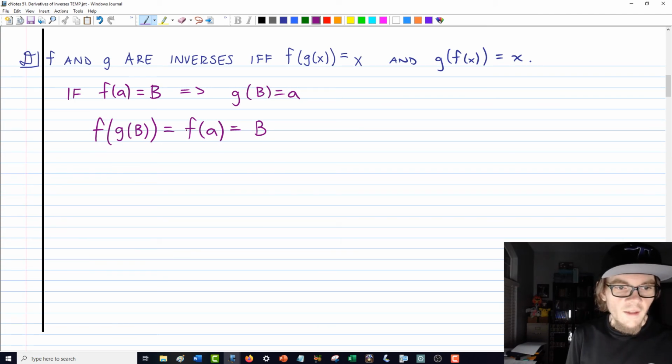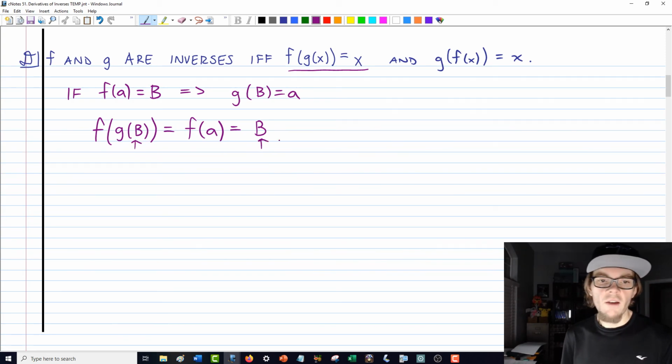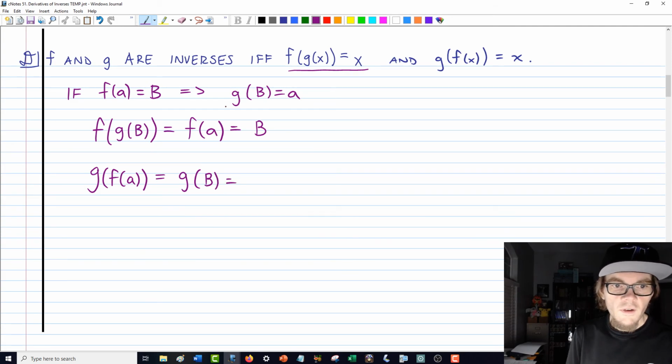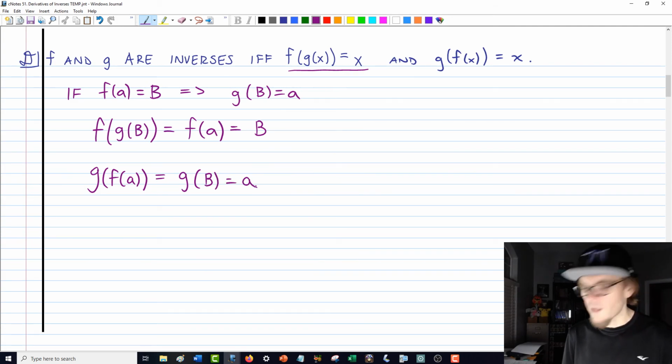And likewise, look at that. That's literally what we said here. f of g of x is equal to x. We started with f of g of b, and it inverses itself out to the original input. Likewise, we could go in the opposite direction. Again, not going to be as necessary for us here. But if we do g of f of a, that's going to be g of b. And we said at the very beginning that g of b is equal to a.